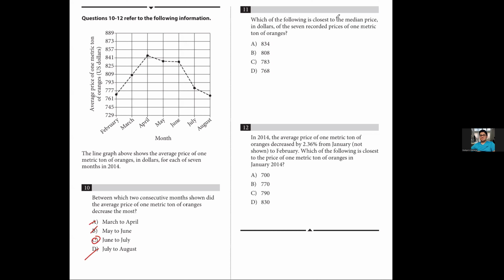Okay, so question 11, which of the following is closest to the median price of the seven recruited prices? Well, the median price would be about in the middle. Not the average, because that would be the mean, but basically in the middle. So that would be the highest price, lowest price, and so on, pairing them off. So the median price would be about here, which is approximately 809, slightly lower, so 808. So the correct answer is B. And then I'll give you a second for question 12.